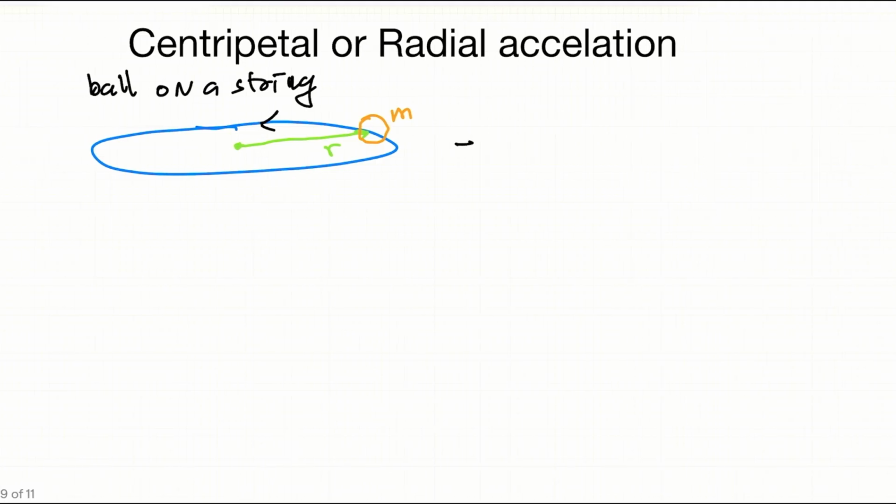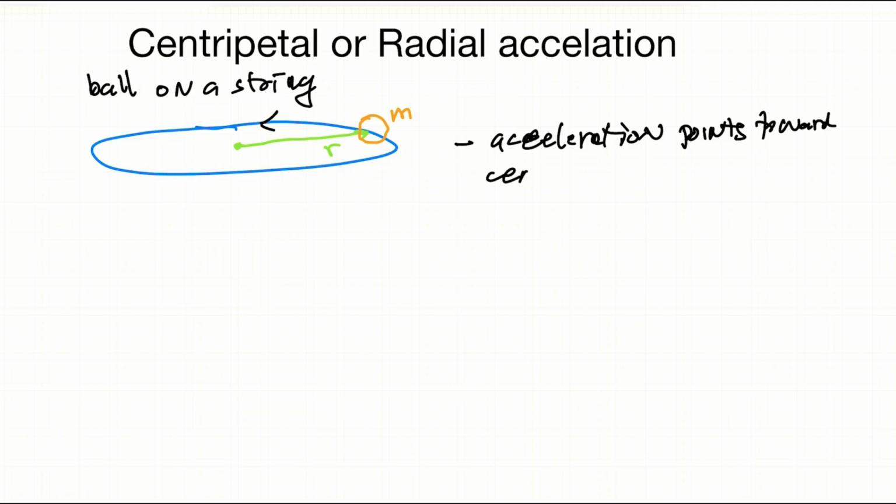There is an acceleration, and this points towards the center. That keeps the ball from flying out into the yard. So that's the acceleration of the string, essentially, the force the string exerts on the ball. And this exists even when we have uniform circular motion. In other words, the speed is constant.